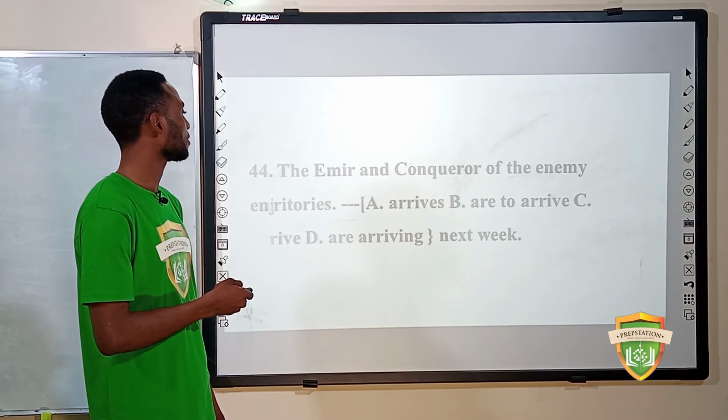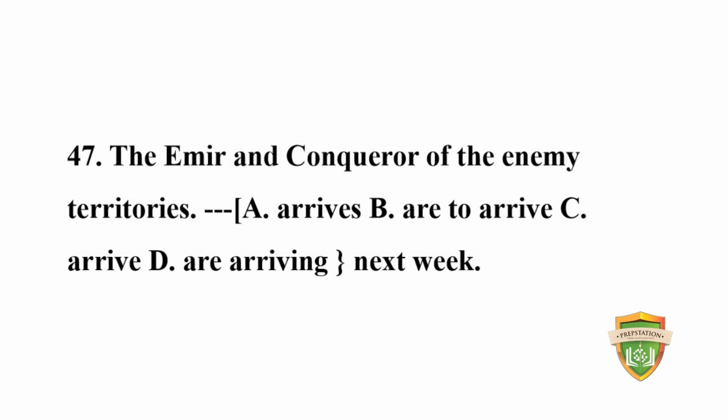Another question. The emir and conqueror of the enemy territories dash next week. A, arrives. B, are to arrive. C, arrive. D, are arriving. Now this question is testing your knowledge of concord, subject-verb agreement.